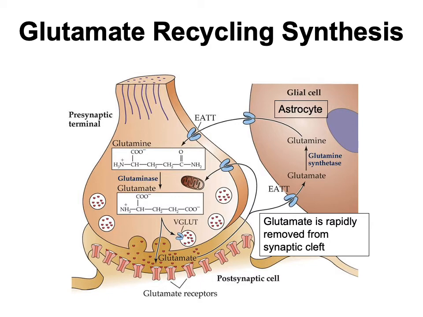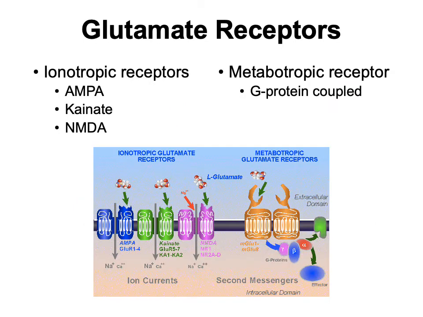The astrocytes will then convert the glutamate into glutamine and pump it out of the cell into the nearby axon terminal. That axon terminal will take up the glutamine and then convert it into glutamate. So you have this nice recycling process through the assistance of astrocytes surrounding the synapse. Glutamate has several receptors. It's got ionotropic receptors that I'm just going to use the initials, AMPA, and then kainate, and then NMDA.